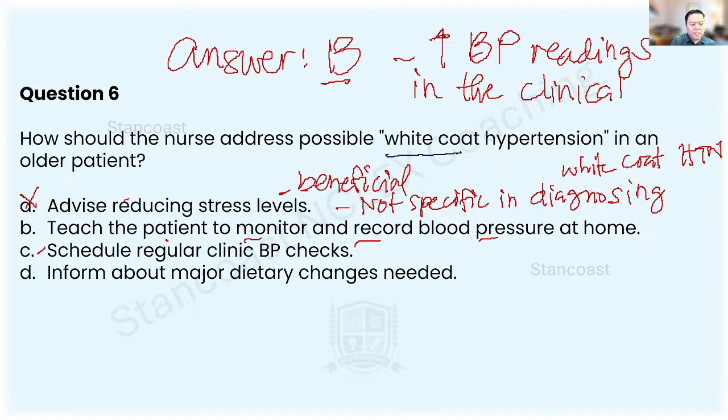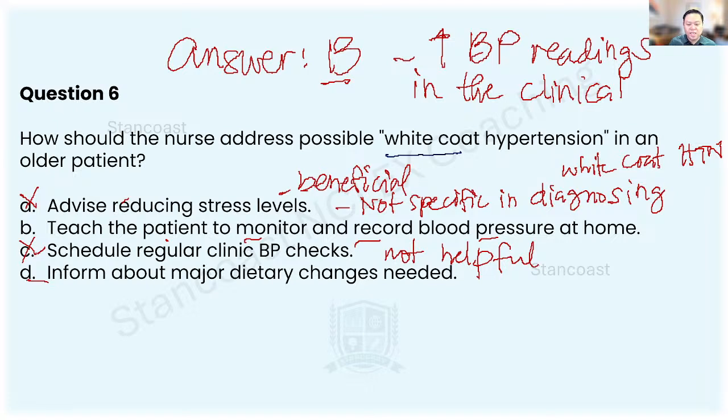What about letter C? Schedule regular clinic blood pressure checks. Well, we already know that the patient has a white coat hypertension. So BP readings in the clinic will just aggravate things. So it will not be helpful. So this is wrong as well.